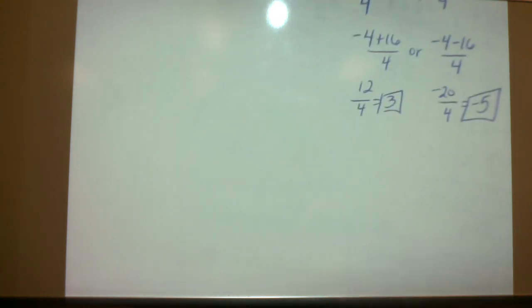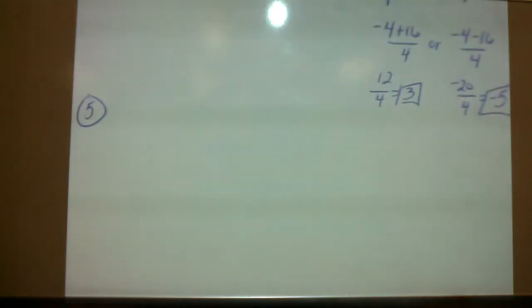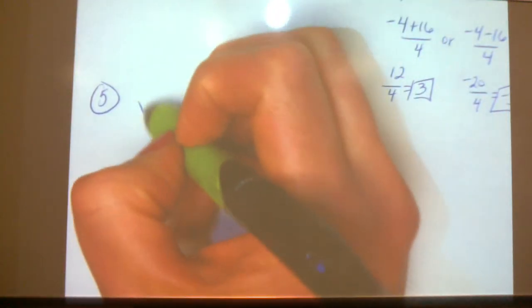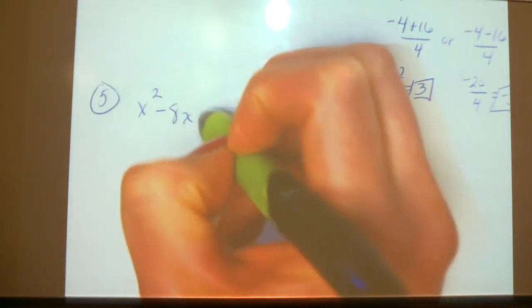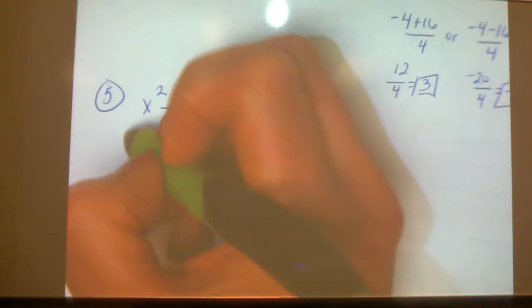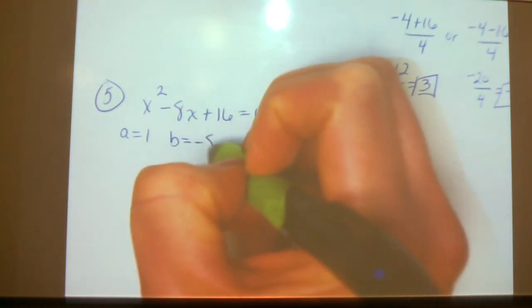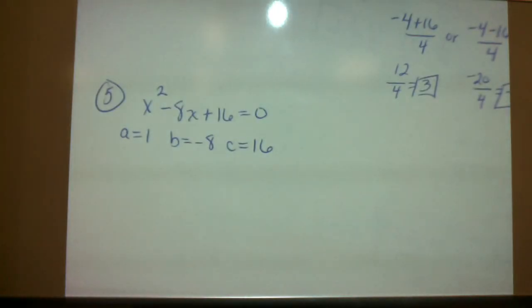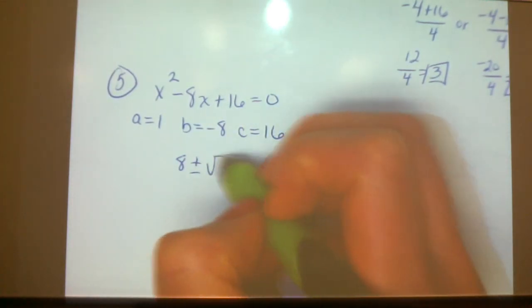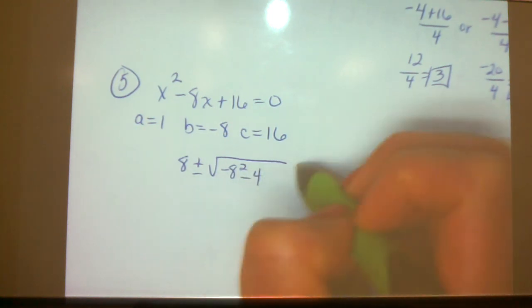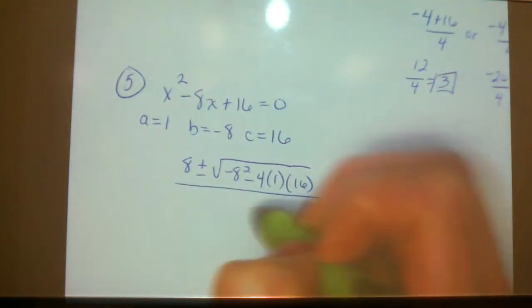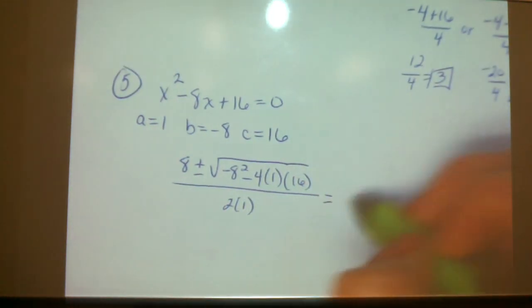Last problem, number 5. Let's do x squared minus 8x plus 16 is equal to 0. So my a is 1, my b is negative 8, my c is 16. So when I substitute in a negative 8, I get a positive 8 plus or minus the square root of negative 8 squared minus 4 times a, which is 1, times c, which is 16, over 2 times 1.